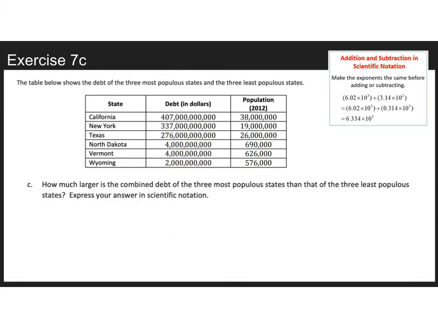All right, here's where we do a little bit of subtraction. It says, how much larger is the combined debt of the 3 most populous states than that of the 3 least populous states? Express your answer in scientific notation. So we need to get our answers from the first few slides. I'll just tell you what they were. The first answer, the 3 most populous states, was 1.02 times 10 to the 12th. And our last one, the 3 least, was 1 times 10 to the 10th.